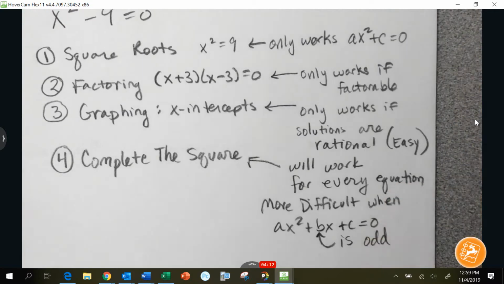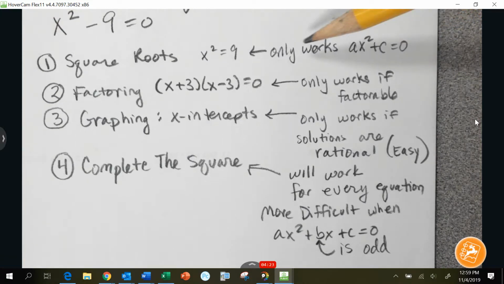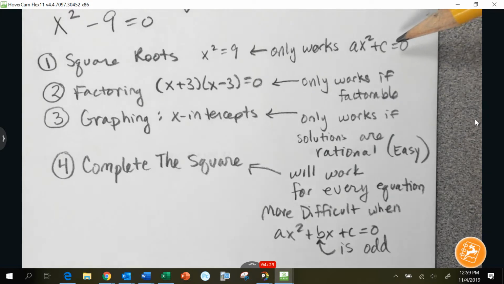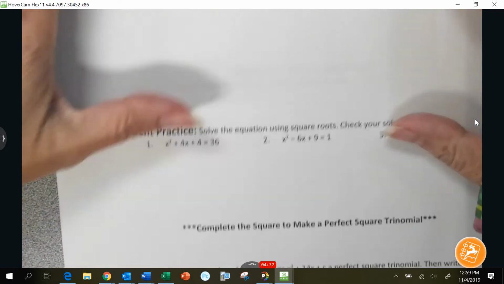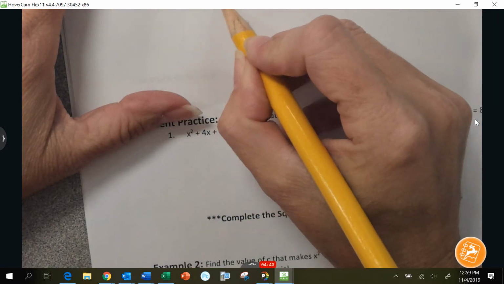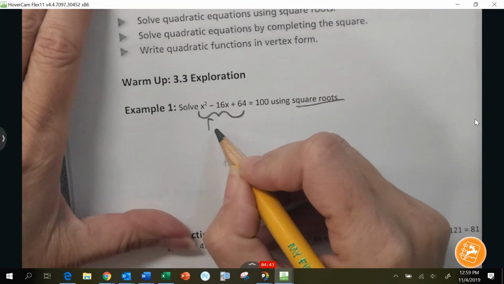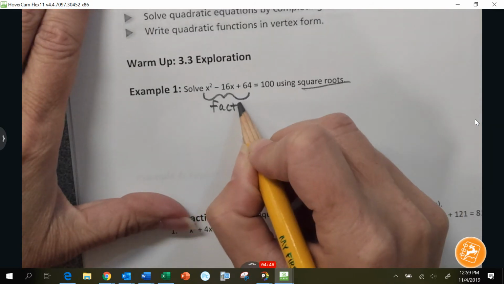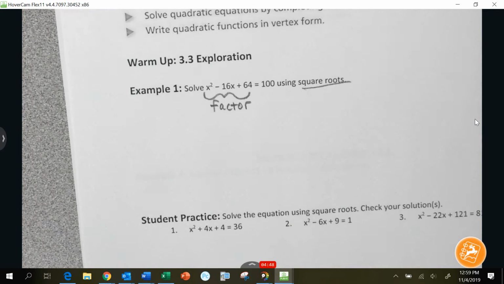You should tell me something I was talking about over here. It won't work. It has the bx term in it. So really, we should not be able to do this. Except, what if we factor the trinomial first?